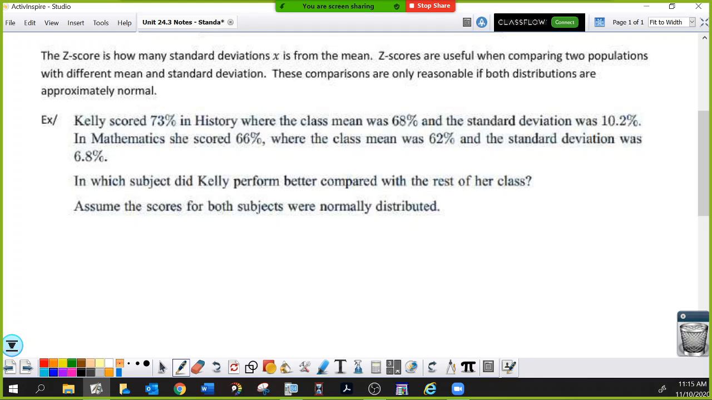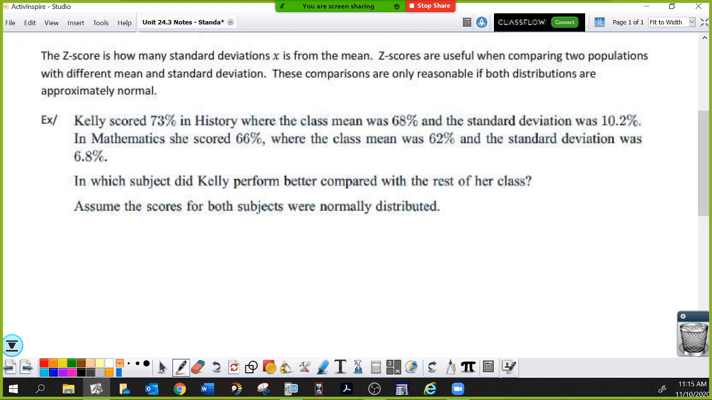Okay. So Kelly scored 73% in history, where the mean was 68%. The standard deviation was 10.2%. But in math, she scored a 66%. Oh man, that's bad. The class average was a 62% with a standard deviation of 6.8. So what we're really wondering is, which one is she better at compared to the rest of her classmates? In which subject did Kelly perform better compared with the rest of her class? Assume the scores for both subjects are normally distributed.